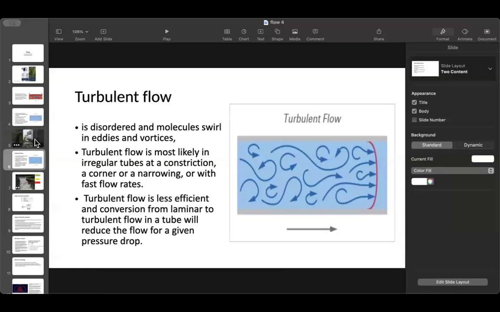The other form of flow is turbulent flow, where molecules move in different currents and vortexes or swirl around. Turbulent flow is most likely to occur in irregular tubes, at a constriction, at a corner, or at nerve endings, or when the flow rate is just very high. Turbulent flow is less efficient, and conversion from laminar to turbulent flow in a tube will reduce the flow for a given pressure drop.